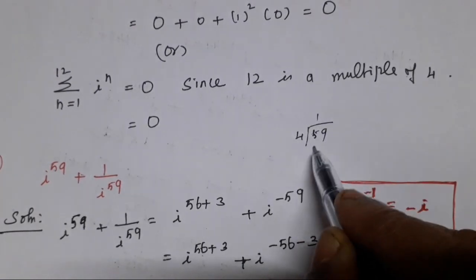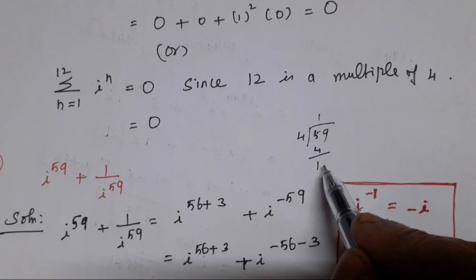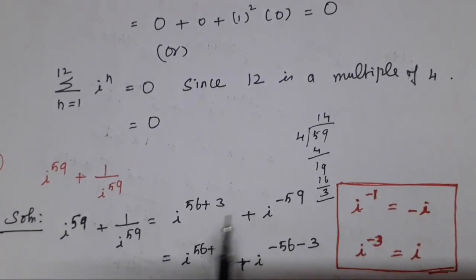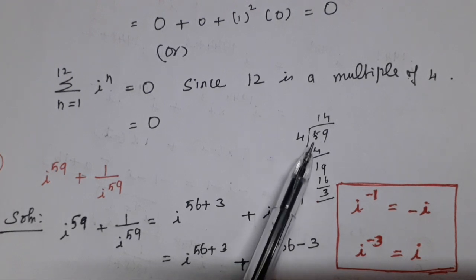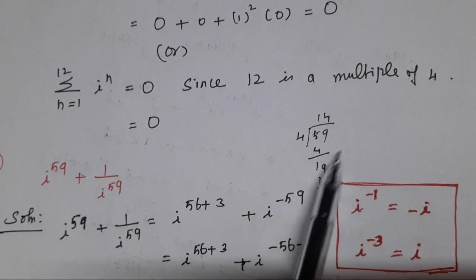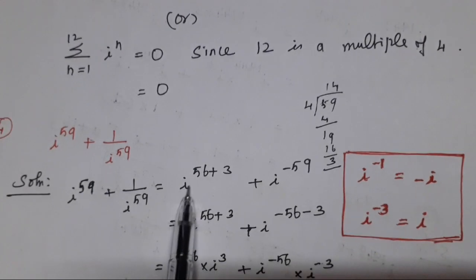1 4 is 4. 9 minus 4, 5 minus 4 is what? 9. 4 4s are what? 16. Balance is 3. So we rewrite 59 as 56 plus 3. The balance is 3. 59 minus 3 is what? 56. 56 plus 3 is nothing but what? 59. i power 56 plus 3.